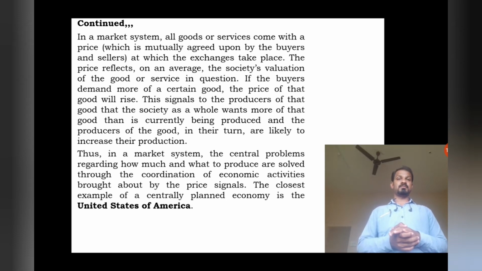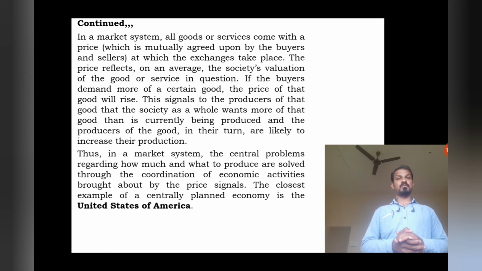In a market system, in a market economy, all goods and services come with a price. It means whatever activities take place here concentrate on price, which is mutually agreed upon by the buyers and sellers, at which the exchange takes place. The price reflects, on average, the society's valuation of the goods and services in question.